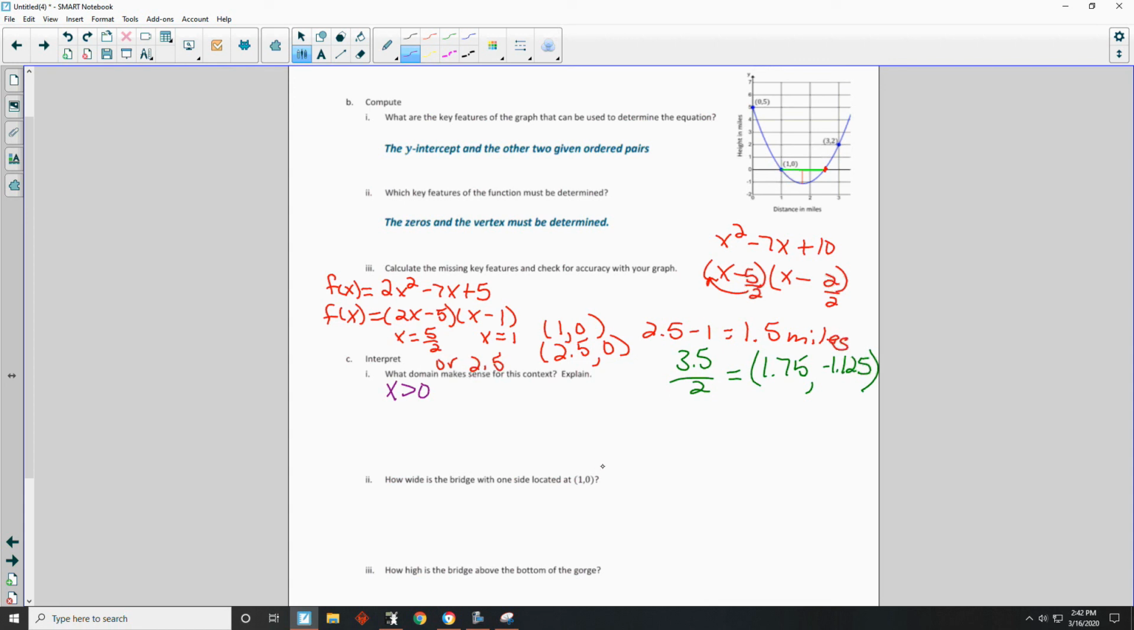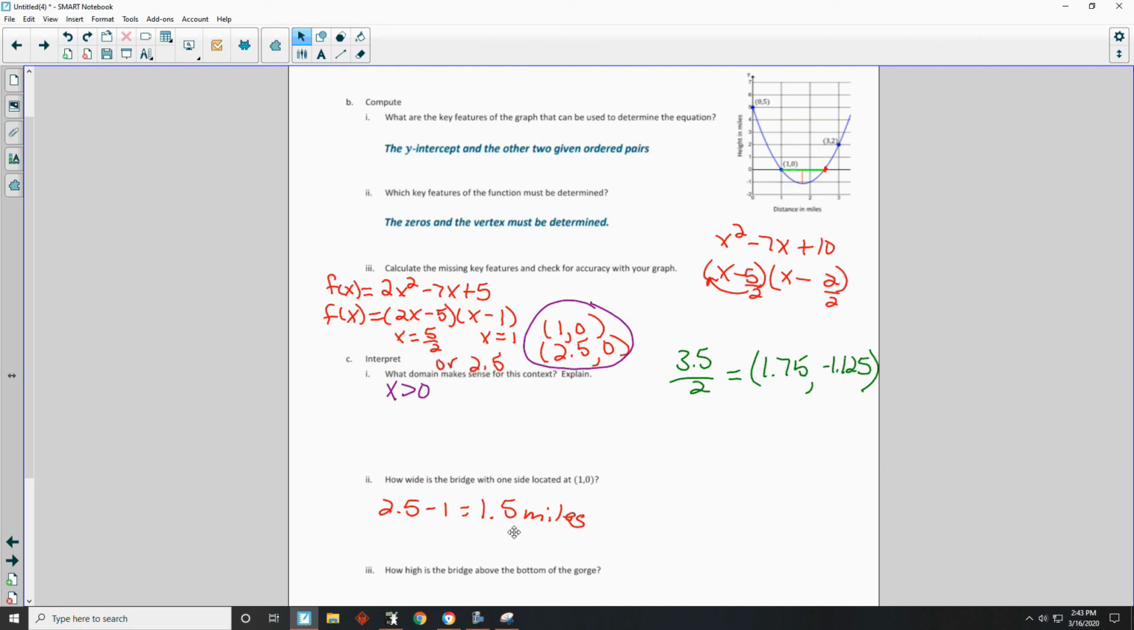Now part 2 says, how wide is the bridge with one side located at 1, 0? Okay, it's the difference between the x coordinates, which I've already explained. So it's right here. So all I will do is move this down to here. So 2.5 is this point here, minus 1 is 1.5 miles.